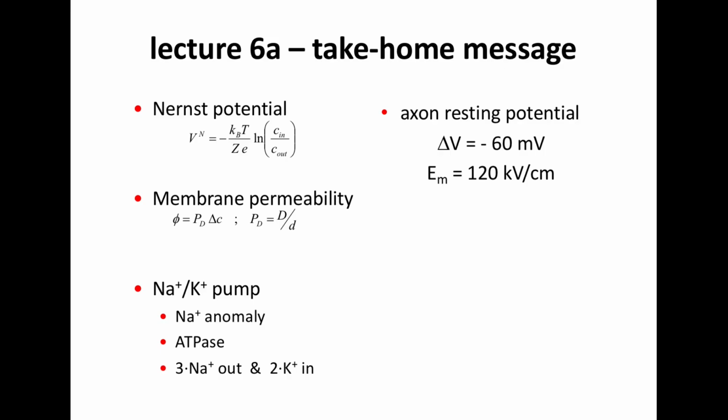In order to keep this minus 60 millivolt stable, there is a special machine in the cell membrane, the sodium-potassium pump, that also creates the sodium anomaly that has been found. It's an ATPase, so it hydrolyzes ATP, burns ATP, by pumping 3 sodium ions outside and 2 potassium ions inside.